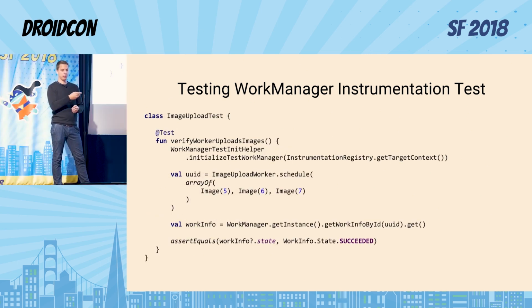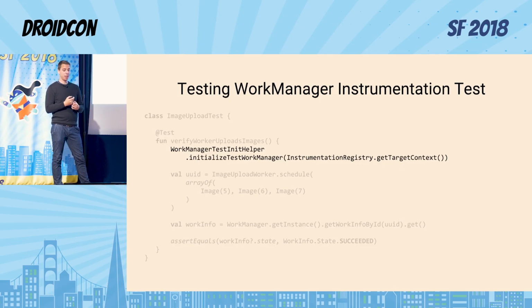So how does this look like in the instrumentation test? First thing you have to do, you have to initialize WorkManager with this test WorkManager. This custom WorkManager allows you to override constraints. For example, if you want to run your worker in 1 hour, then you can override this time constraint so that you don't have to wait a full hour.